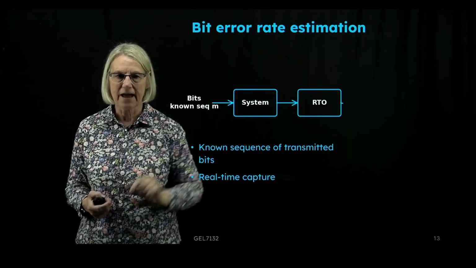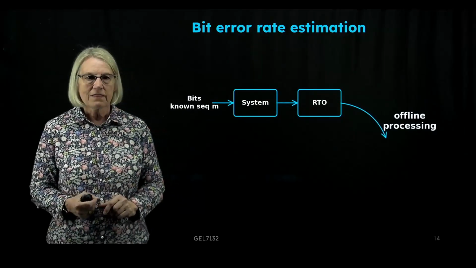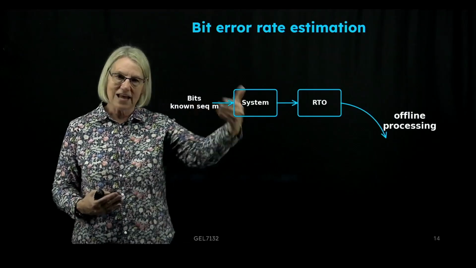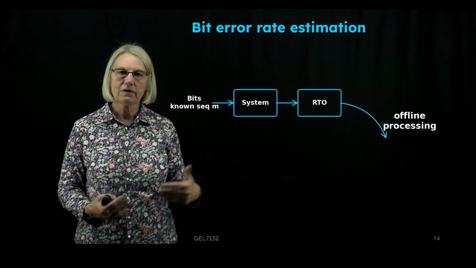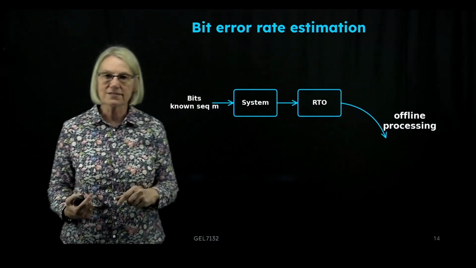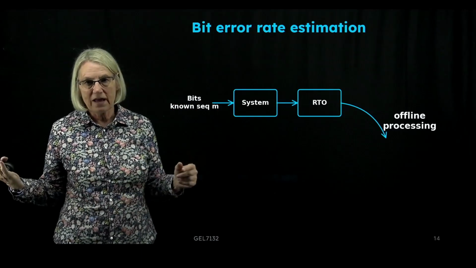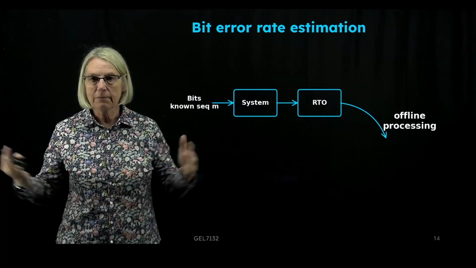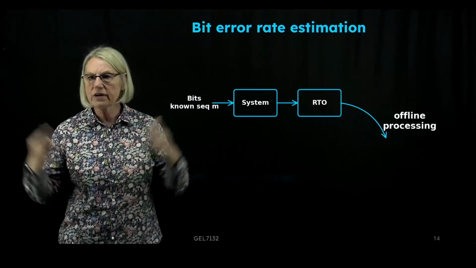So I have real-time capture. Then, as I mentioned, I've saved all the samples to the scope. Now I take all the samples from the scope and I do some offline processing. I do my linear sampling receiver, for instance, or whatever receiver I want to.